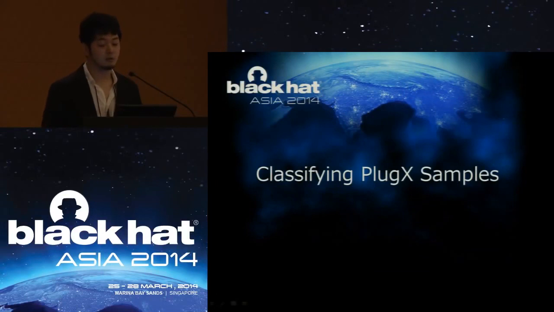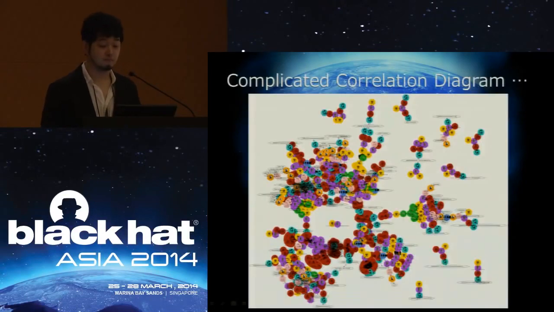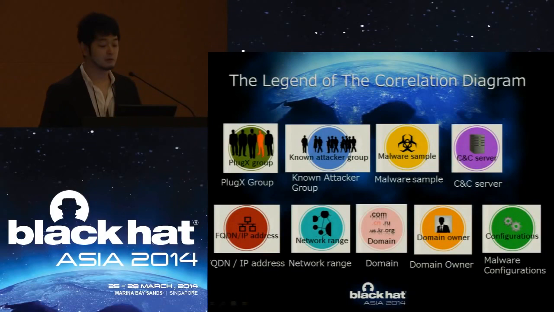Okay, let's see how we classified PlugX samples into certain groups. This is the complete graph of the PlugX correlation diagram, but this is a too complicated and chaotic graph, right? So we need to explain this graph in detail from now on. We would like to show you some legends of the PlugX correlation diagram. Please remember these icons. Especially, there are 2 important icons. The green icon implies a PlugX group we created at this time. And the blue icon implies non-attacker groups.